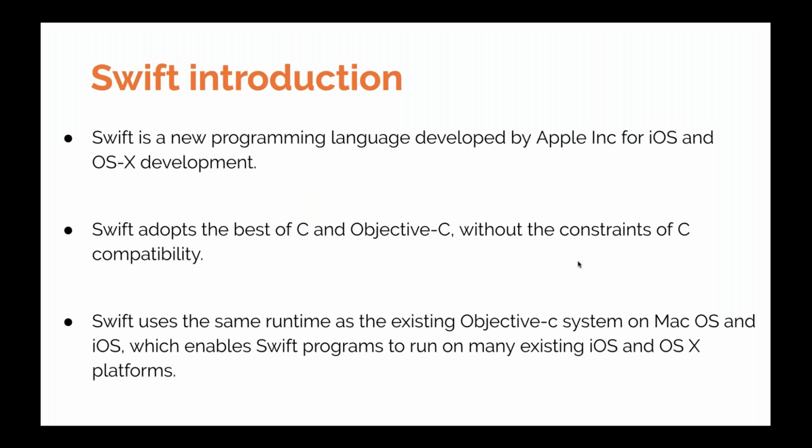So Swift is a new programming language developed by Apple for developing their native applications, OS X and the iOS applications. Swift adapts the basics of C without constraints of the C capability. That means Swift doesn't support what?